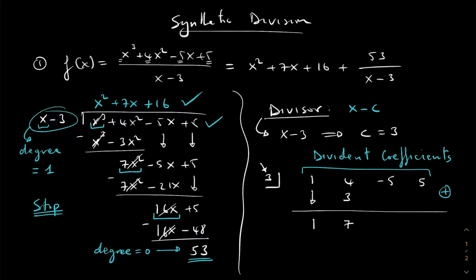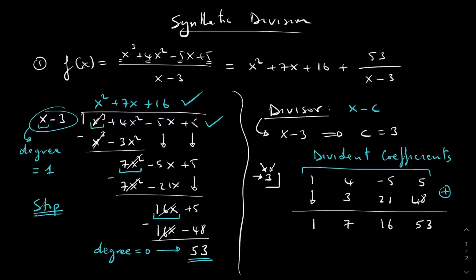Once you have 7, you can repeat the process. You're going to do 7 times c, which is 3 again, and that gives you 21. You put it right here and add again. Negative 5 plus 21 gives you 16. Then you multiply 16 by 3 again, which gives you 48. And 5 plus 48 should give you 53.